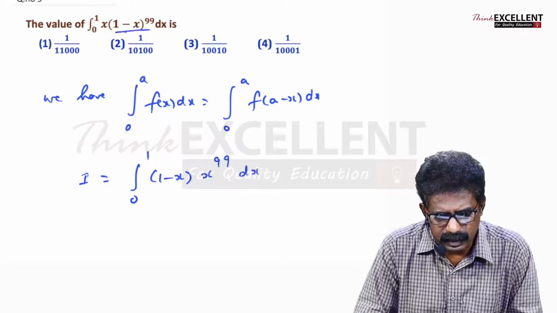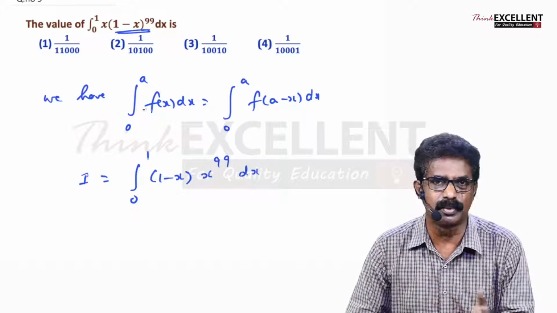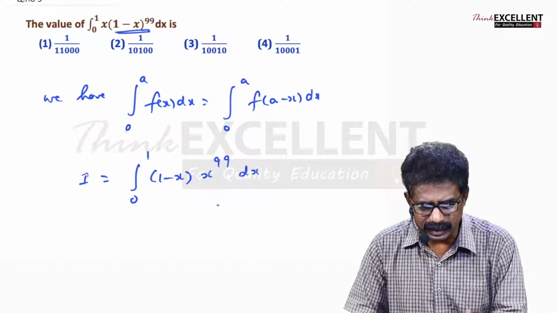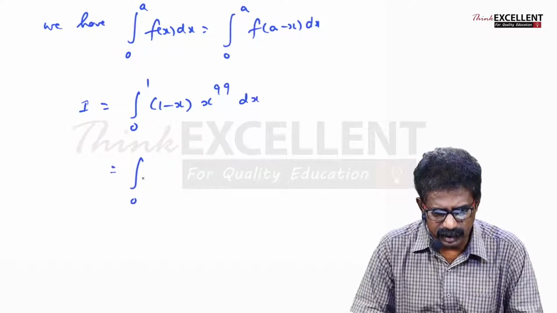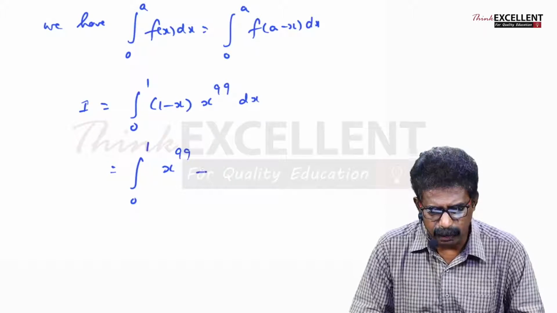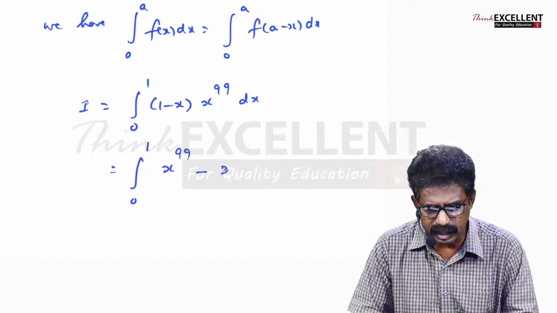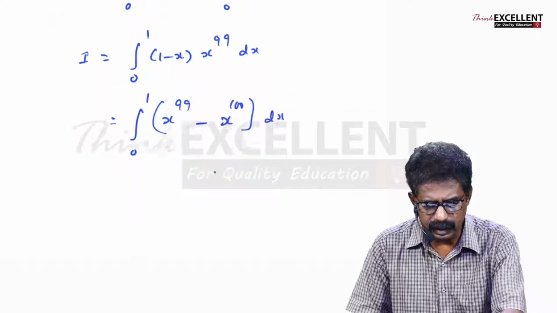This (1 minus x) raised to 99 is the only problem, right? If you expand, you will get 100 terms. How can you find that, right? But x raised to 99 is not at all a problem. Now we multiply term by term, integral 0 to 1. 1 into x raised to 99, x raised to 99, minus x into x raised to 99, it is x raised to 100 dx. Now we integrate it.